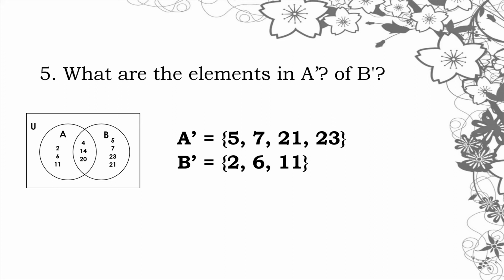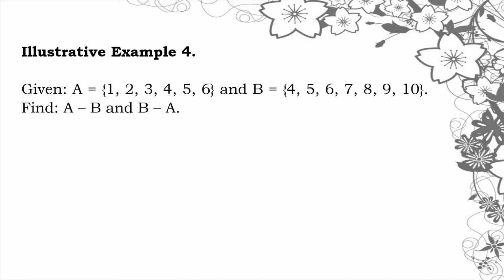So, moving on to the next example, we have illustrative example number 4. Given set A is equal to 1, 2, 3, 4, 5, and 6, and B is equal to 4, 5, 6, 7, 8, 9, and 10. We are going to find A minus B and B minus A.